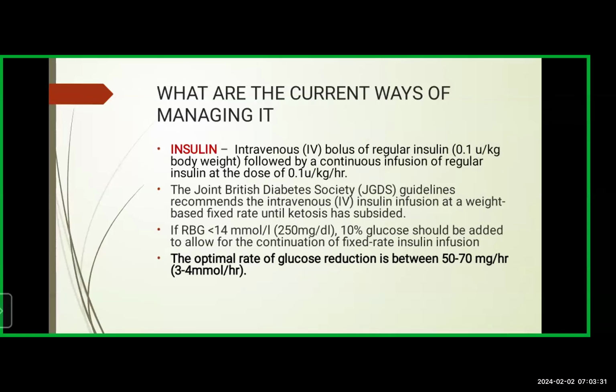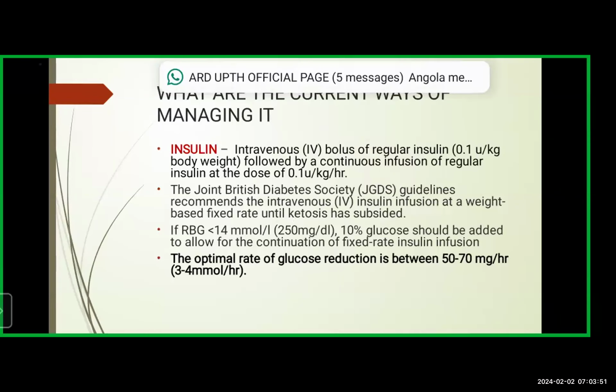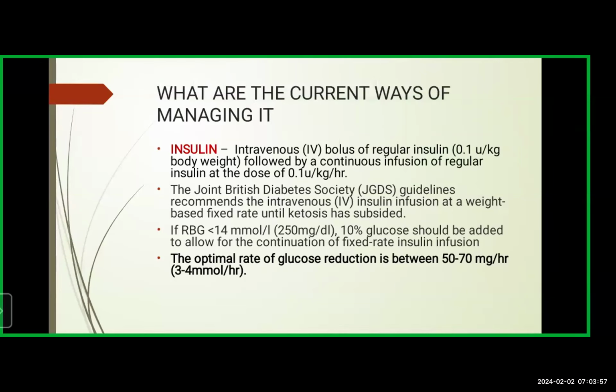Now, insulin is given in continuous infusion after the initial intravenous bolus of regular insulin given at 0.1 unit per kg. According to the Joint British Diabetes Society guideline, the recommendation is that intravenous insulin infusion be given at a weight-based rate until the ketosis has subsided. If the random blood glucose is less than 14 millimoles per liter, 10% glucose should be added to allow for continuation of the fixed rate insulin infusion. Now, the optimal rate of reduction is between 3 to 4 millimole per hour.